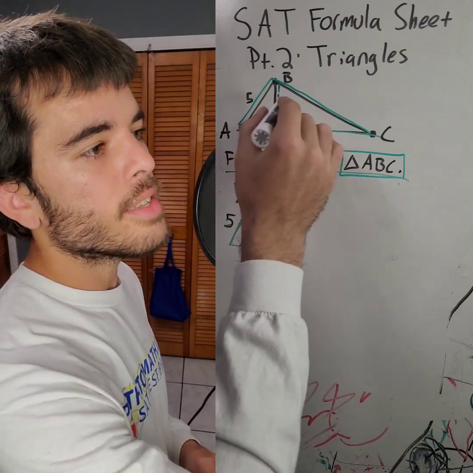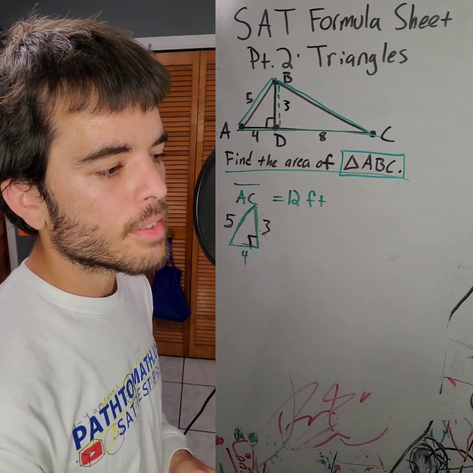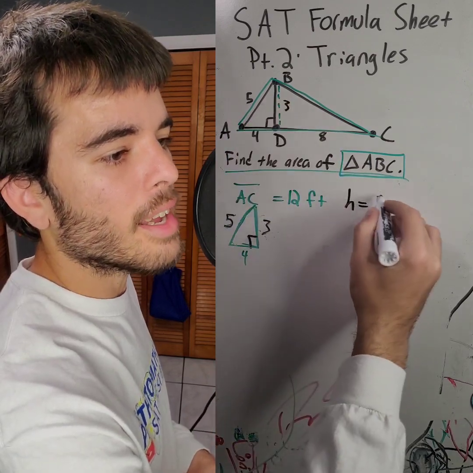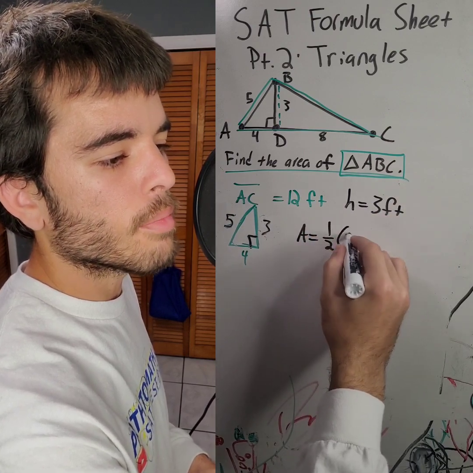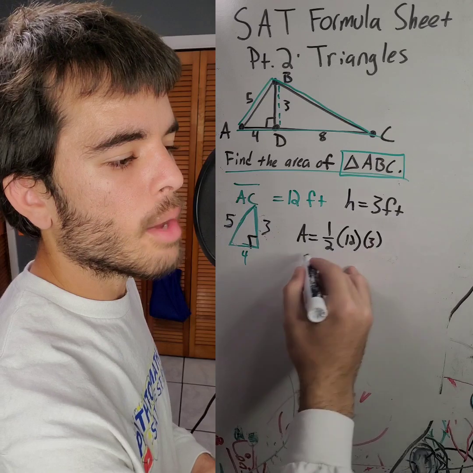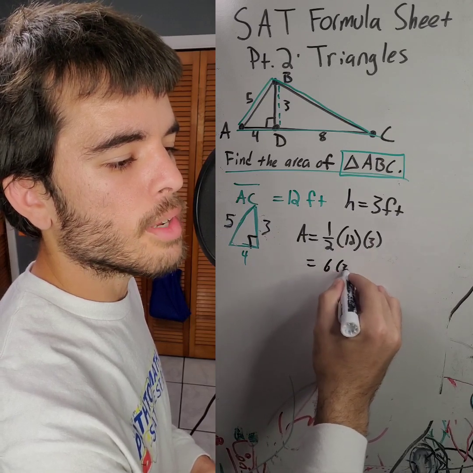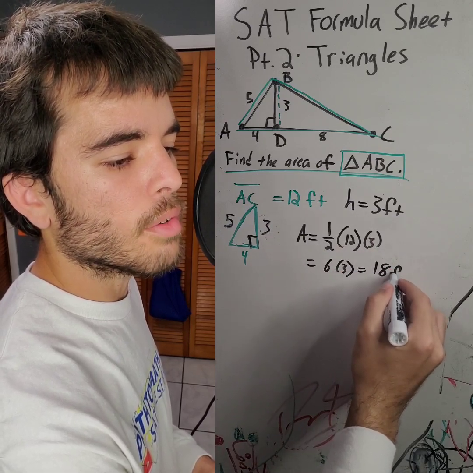Since I know that this line segment right here is 3, that's my height. My height is 3 feet. Now I could apply that into the formula. 1/2 times 12 times 3, and that's going to be 6 times 3, so that's 18 square feet for the whole triangle.